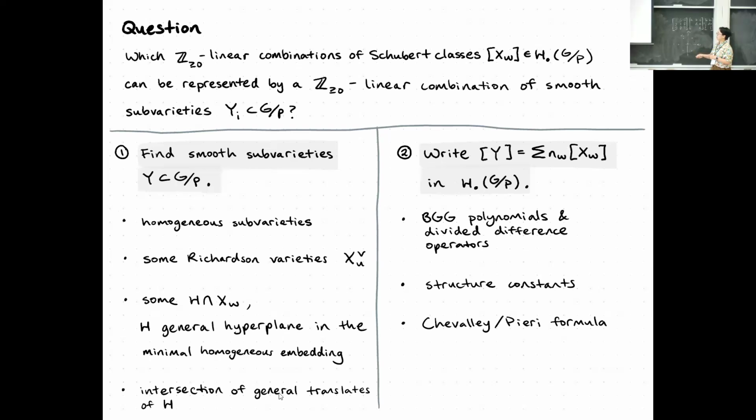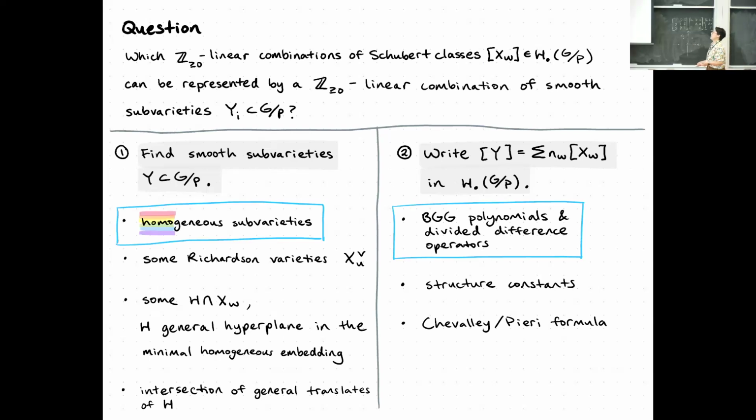I'll point out these lower bullet points. These have known ways of computing their Schubert expansions by looking at structure constants like Littlewood-Richardson coefficients. There are also known formulas, like Chevalley or Pieri type formulas, for computing intersections with hyperplanes. The one I'm going to focus on today is the homogeneous subvarieties, and we're going to use BGG polynomials and divided difference operators to compute their Schubert expansion. Okay, any questions about this question or strategy before I dive into the homogeneous subvarieties?